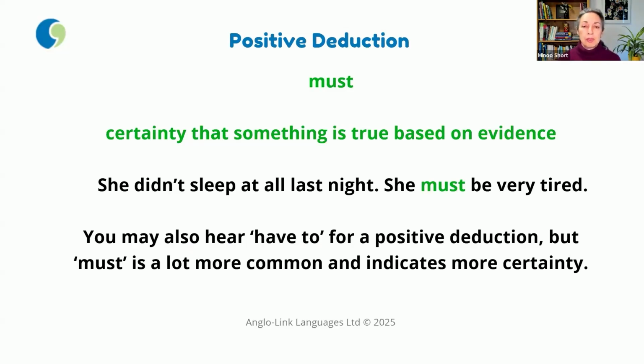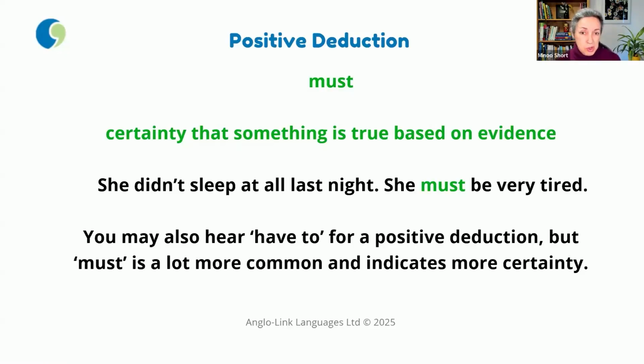All right, to finish, I'd like to mention that must, as a modal verb, also has another function, which is a positive deduction. What is a positive deduction? It's expressing certainty that something is true because of evidence, based on evidence. For example, she didn't sleep at all last night, so she must be very tired. Now, occasionally you may hear have to, the other verb, for a positive deduction, but must is a lot more common and it indicates more certainty. So stick to must for a positive deduction.